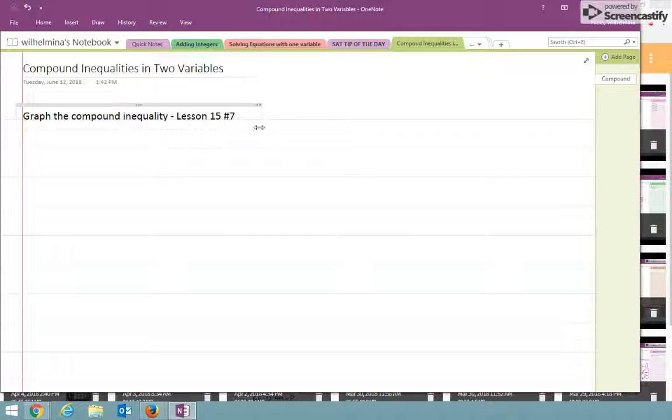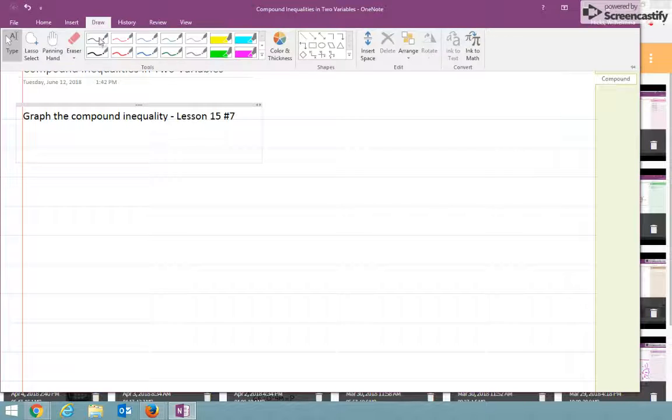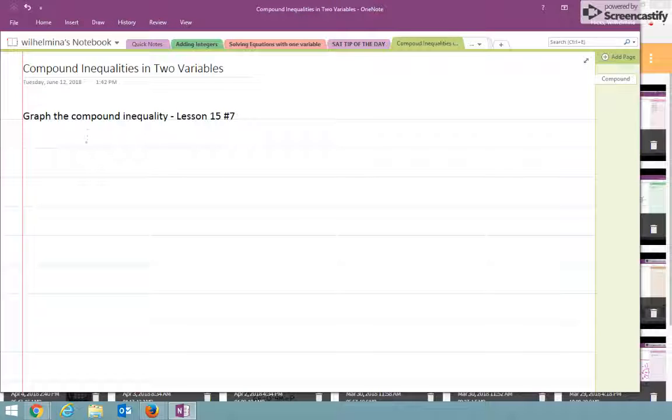Okay, so the problem is 3x plus 6y less than 18, or x minus 5y greater than 5.